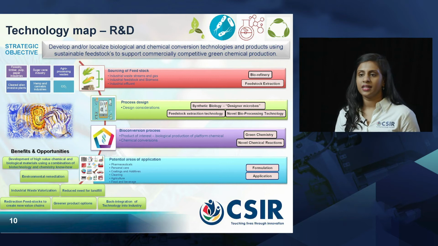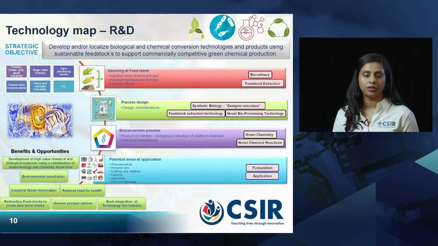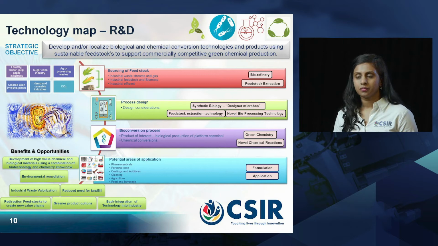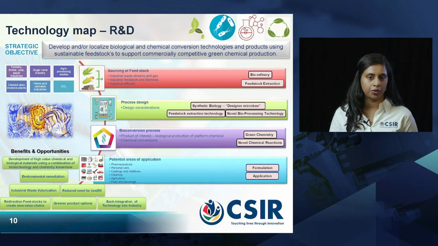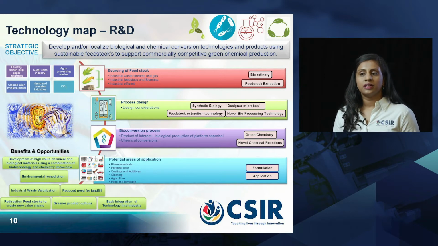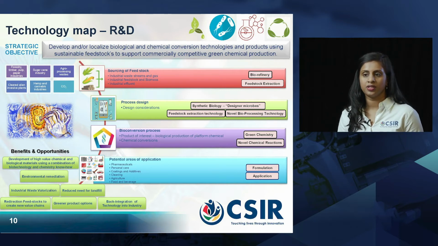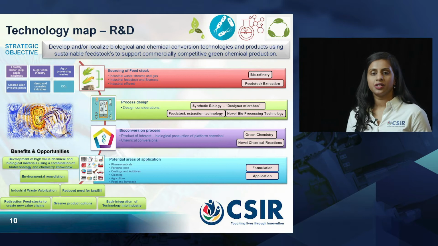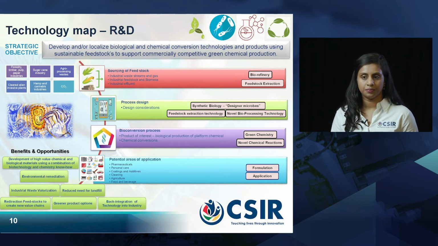Process design would then entail either synthetic biology or feedstock extraction using novel bioprocess technology. Thereafter, synthetic biology could be done in order to develop designer microbes. This would enable a suitable, possibly even novel bioconversion process where you would have a biological production of a platform chemical and thereafter convert this using chemical processes. Potential areas of application may include pharmaceuticals, personal care, and others.